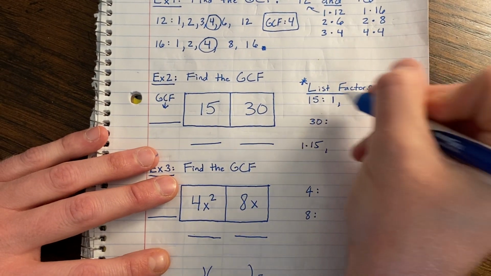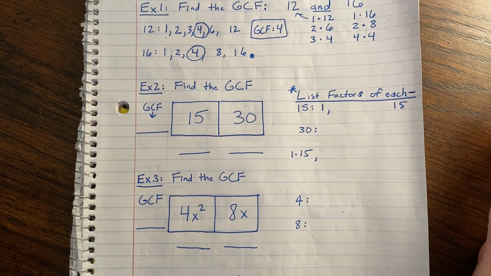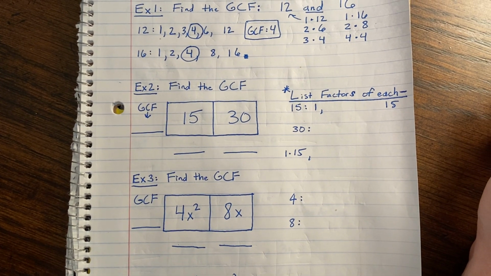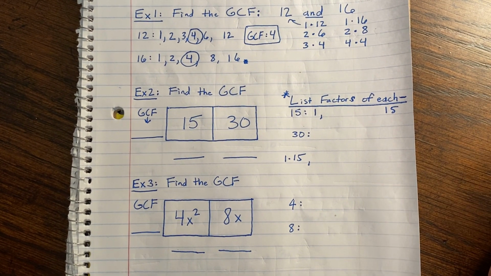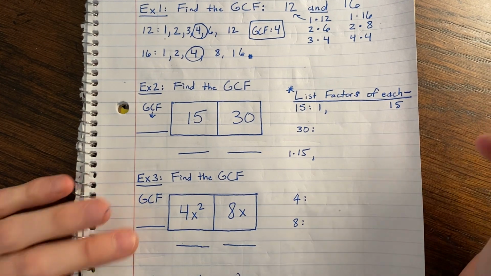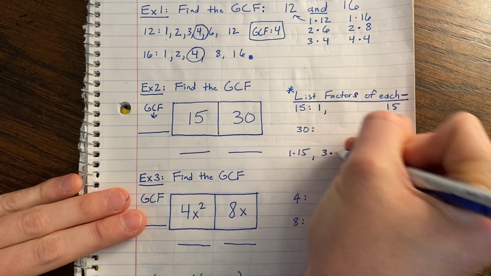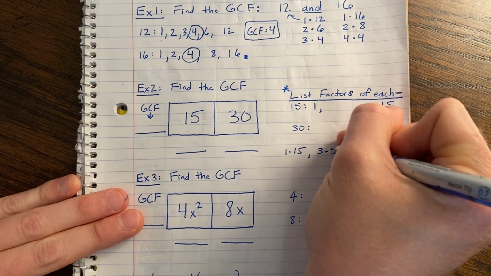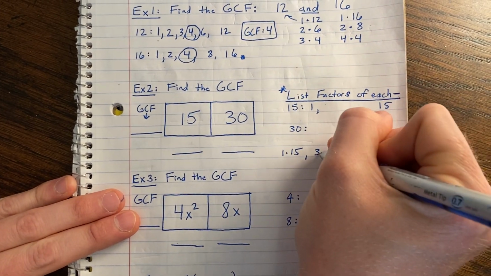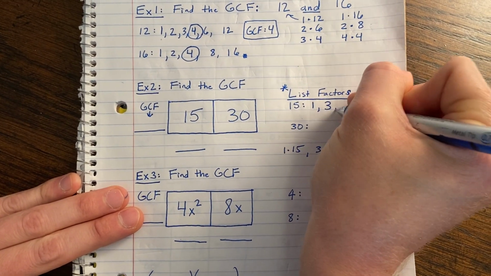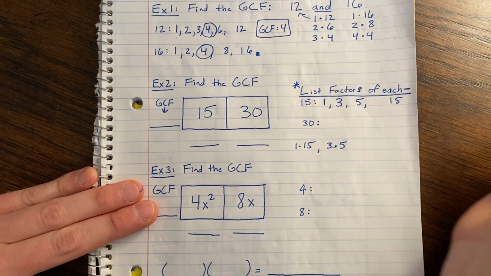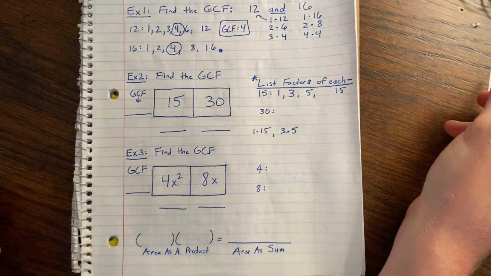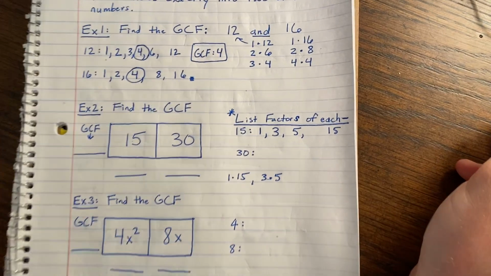Well, does 2 multiply to 15 evenly? 2 times 7, no. Okay. What about 2 times 8? That is 16, so that doesn't work. What about 3? 3 times what gives us 15? Well, 5. So we found 2 other factors, 3 and 5. And I think that's it, all the things that multiply to 15.